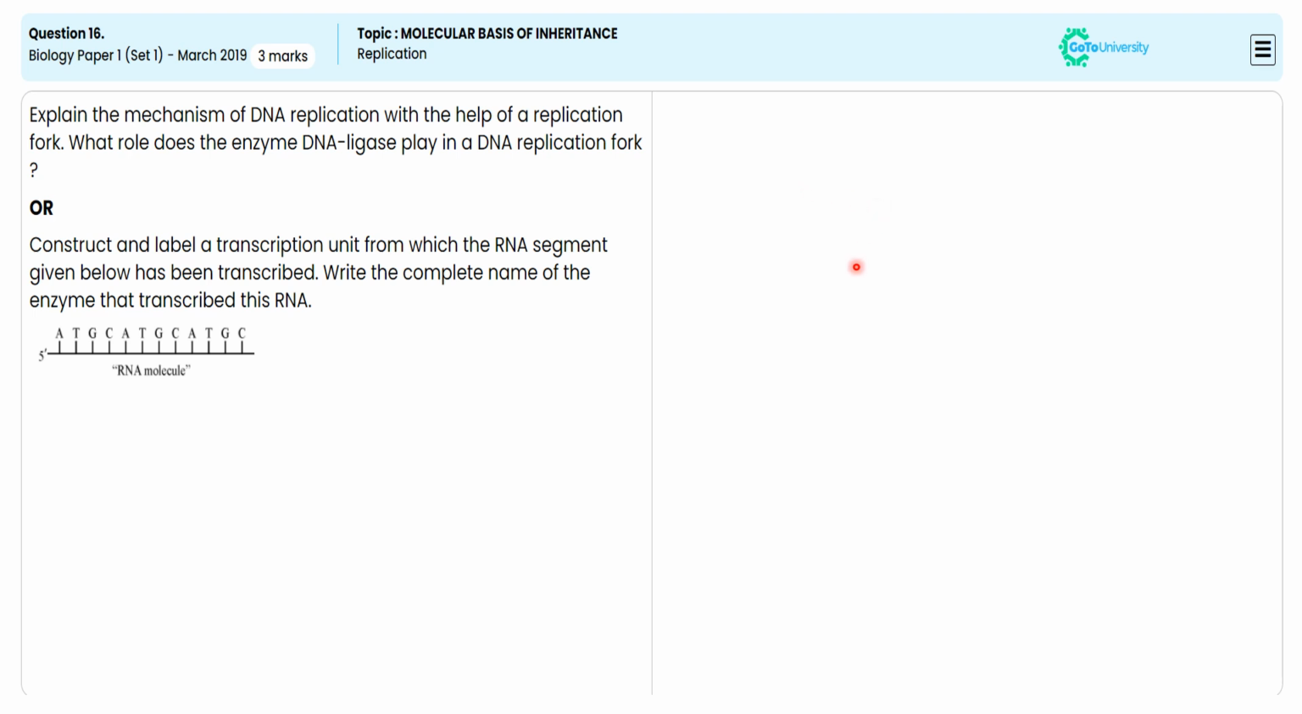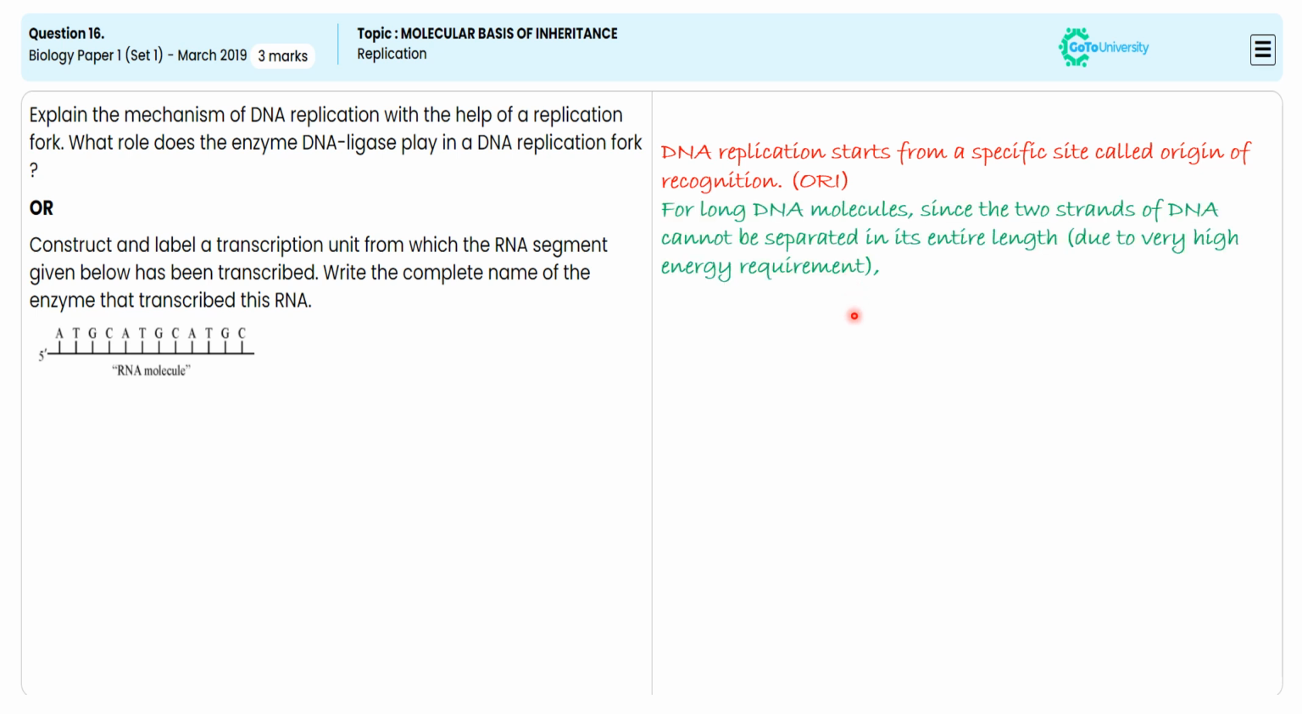For a long DNA molecule, since the two strands of the DNA cannot be separated along their entire length due to the very high energy requirement, the replication occurs within a small opening of the DNA helix, referred to as the DNA replication fork. For this illustration, we get a half mark.